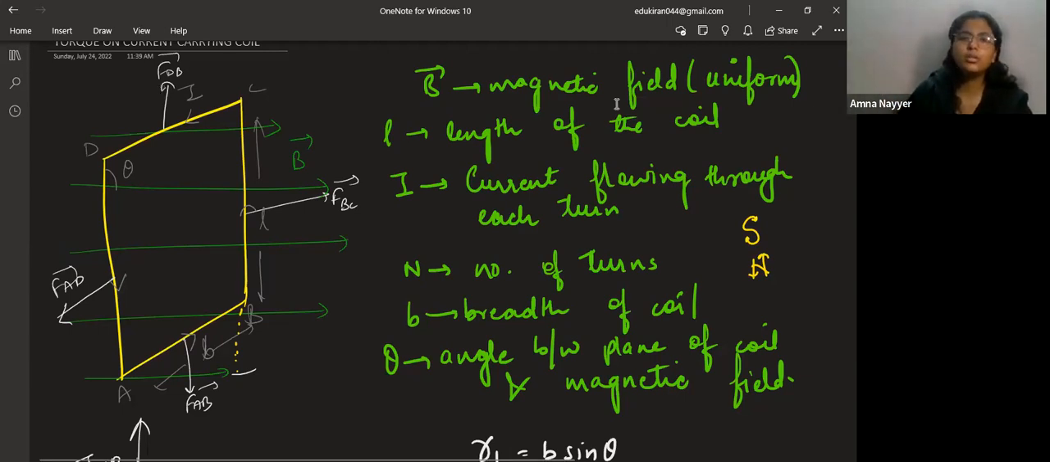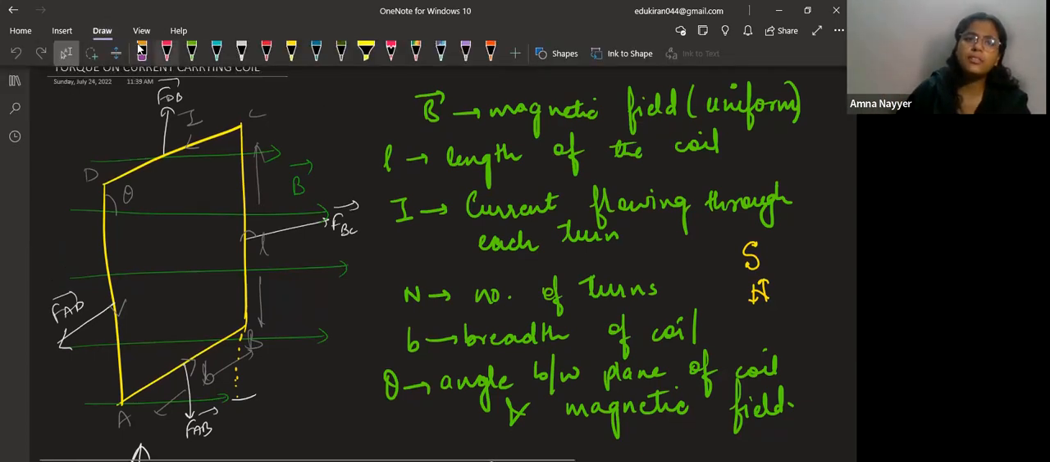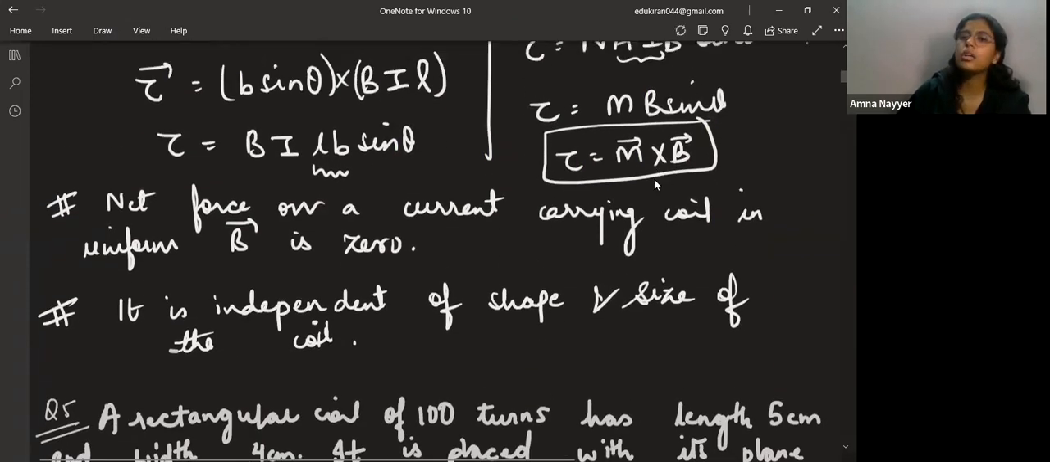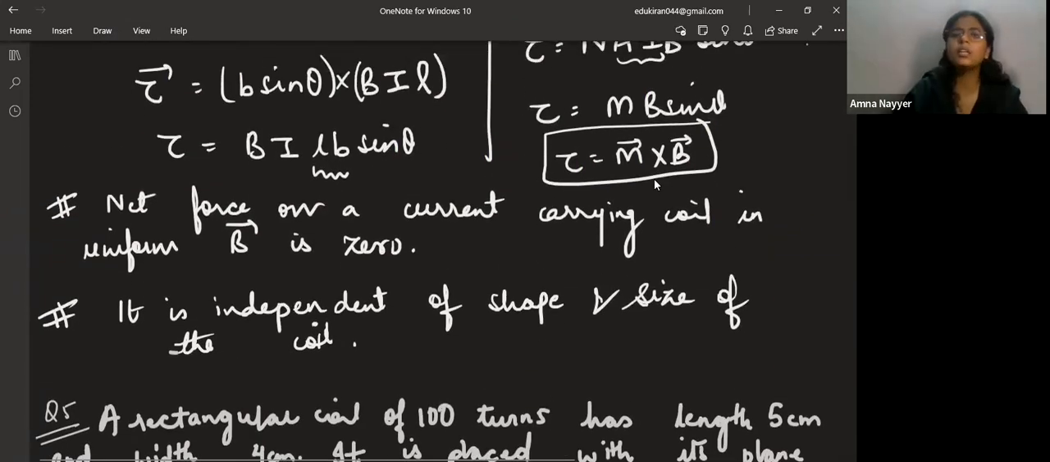So the formula for this torque is magnetic moment, which we have just seen, NIA, multiplied with the magnetic field. Whatever is the area, calculate the area accordingly. So M cross B, MB sine theta, or if magnetic moment is not given to you, then you can use NAI. All right.